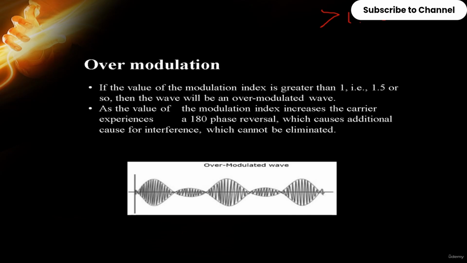So that is the phase shift. The shift occurs as the modulation index increases in the carrier waves. Here you can see the phase shift occurring, which causes a lot of interference in the modulation.